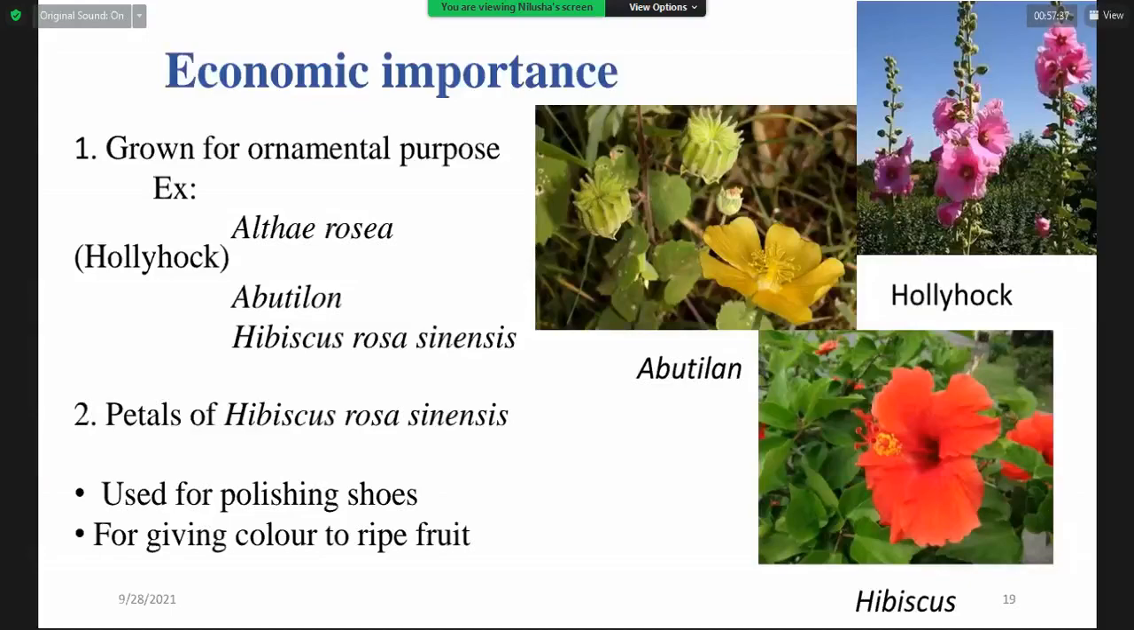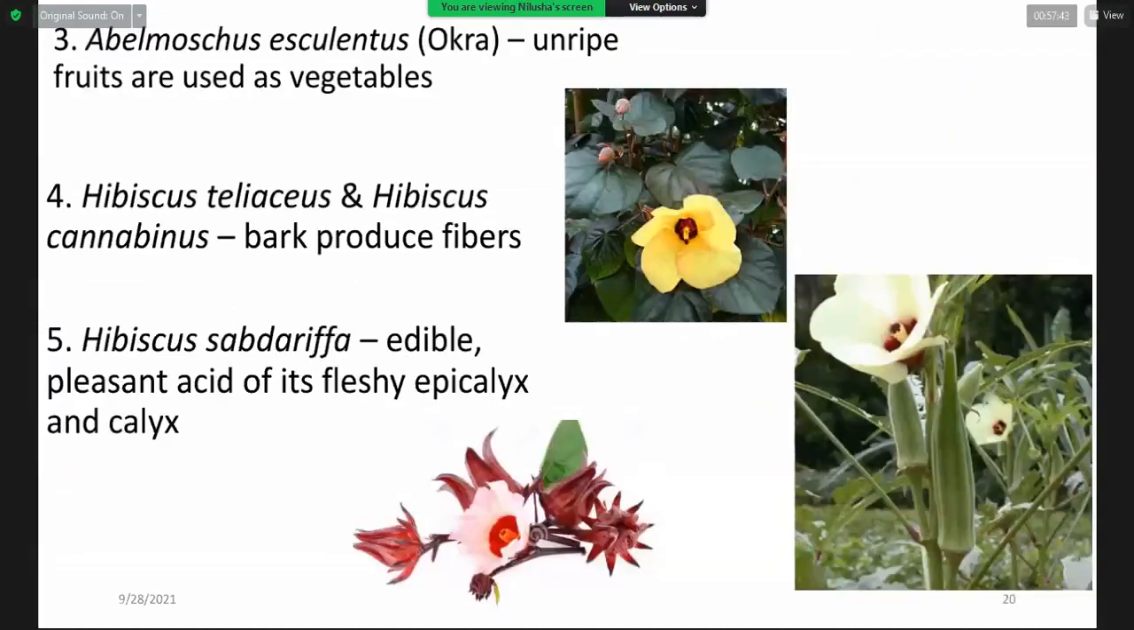Here the next example is okra. The okra unripe fruit is used as a vegetable. And the next one is Hibiscus tiliaceus and Hibiscus cannabinus, used for fiber. The plant bark produces fiber, so we use that plant for fiber production.